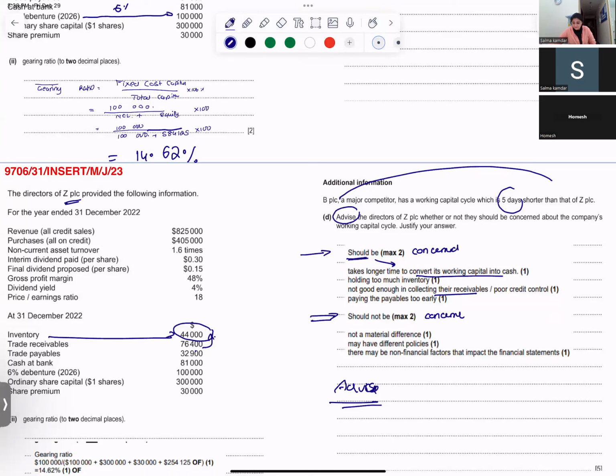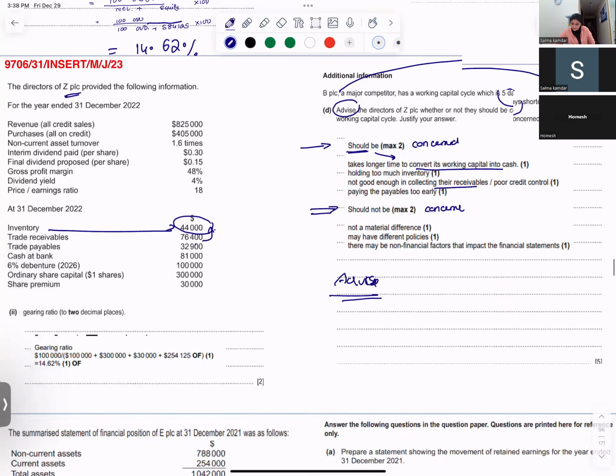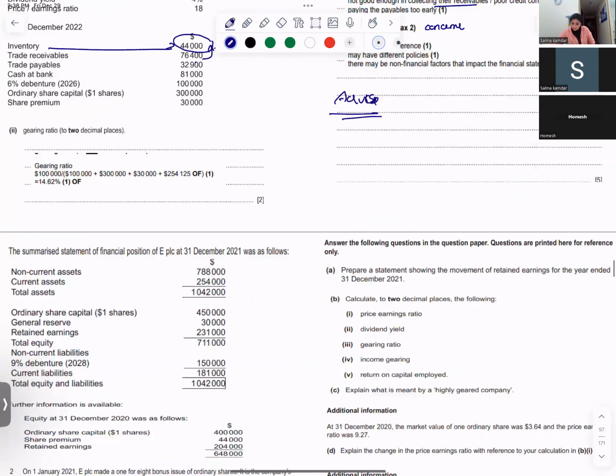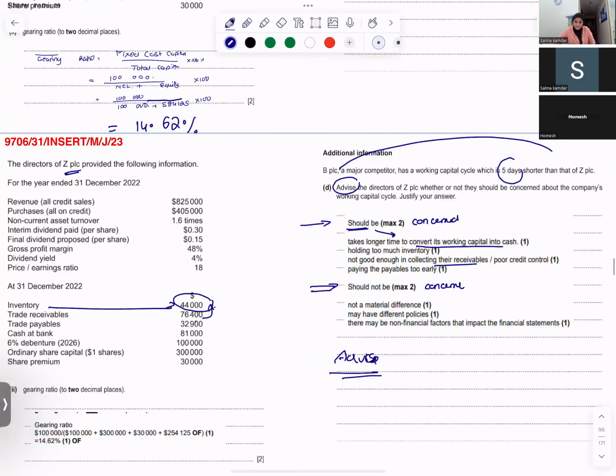Okay, come on, write it. Complete the sum. So this completes May/June 2023, paper 31, the latest paper.